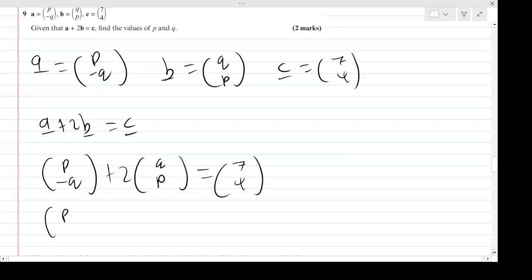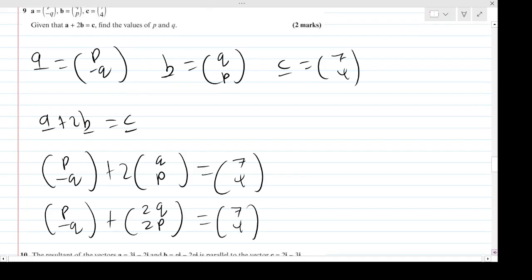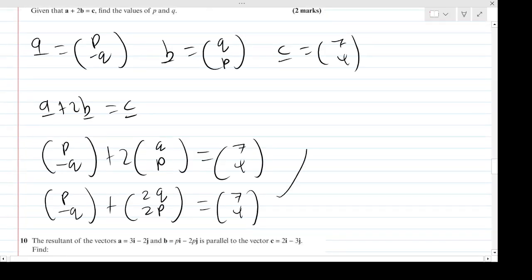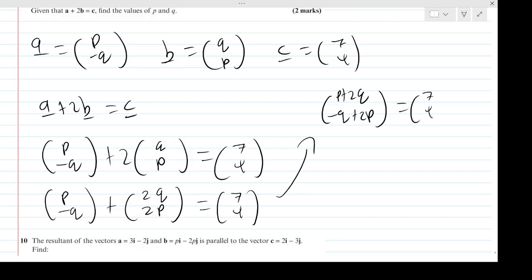Well, firstly, we're going to have (P, minus Q), and then we can expand this, right? 2 lots of (Q, P), obviously we times the top and the bottom by 2. We're going to then get add (2Q, 2P), and that's going to equal (7, 4). And then we can add the two vectors together, right? So then if we do that, we are going to get (P add 2Q, minus Q add 2P) equals (7, 4), right?